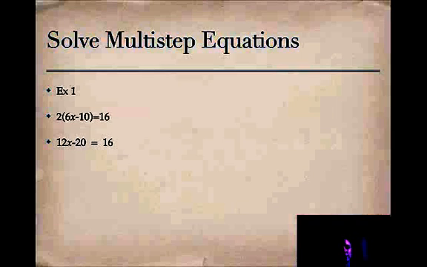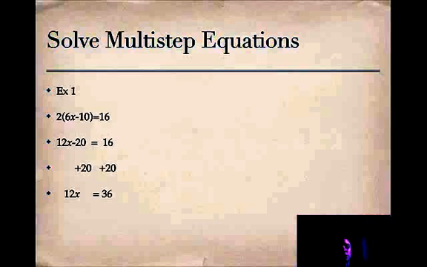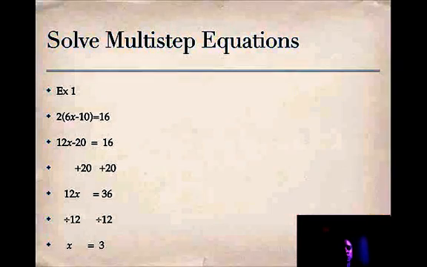Now it's just a two-step equation. I get rid of my minus 20 first. I have to do the opposite, so I add 20 on both sides. That leaves me with 12x equals 36. 36 from 16 plus 20. Remember, 12x means 12 times x. The opposite of times is division. So I divide on both sides by 12. That leaves me with x on the left, and 36 divided by 12 means that x equals 3.